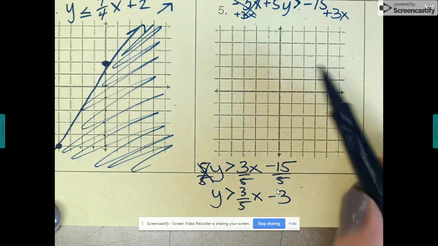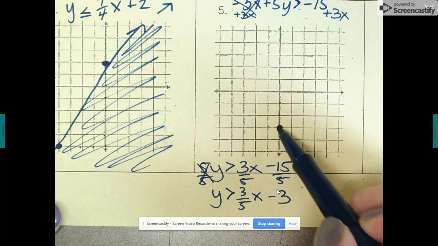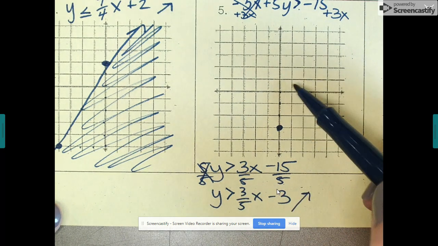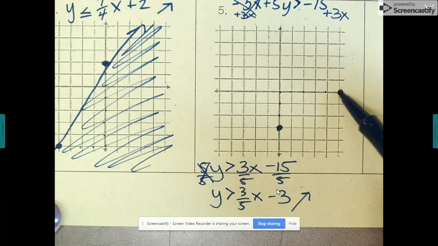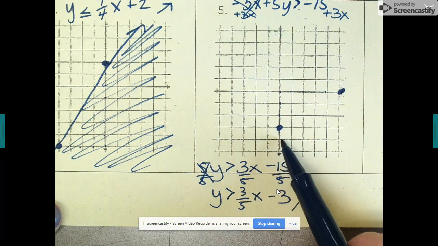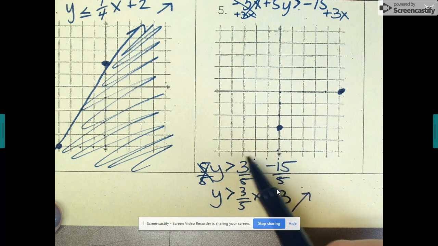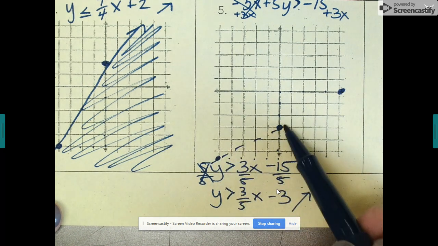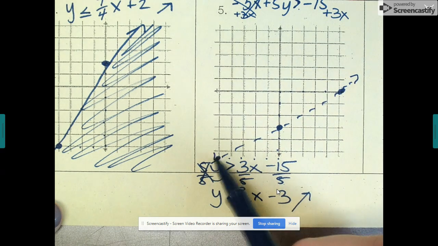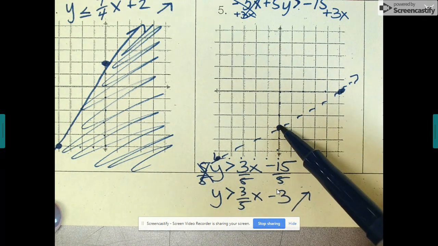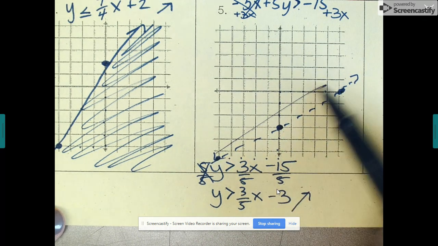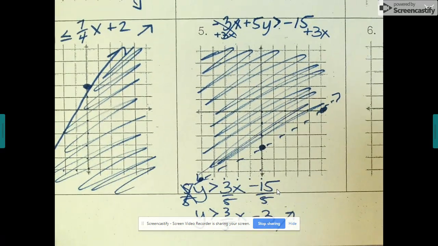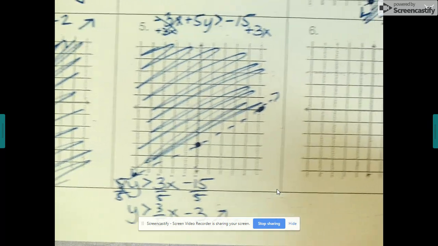So I'm going to start at negative 3. I'm going to go up 3 over 5. It's a positive slope. 1, 2, 3, 1, 2, 3, 4, 5. And I could go down 3, 1, 2, 3, 1, 2, 3, 4, 5. It's going to be a dotted line because it's greater than. And what are my numbers greater than negative 3? I'm going to shade above. Okay, again, you can pause anytime.